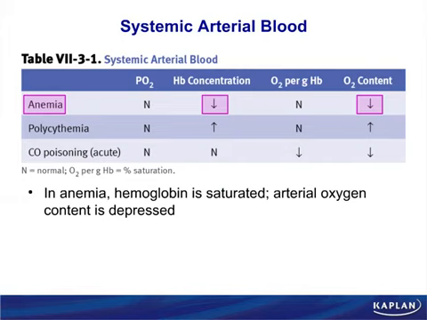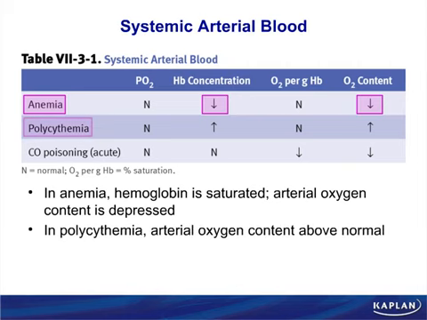All right, this is a table reiterating what we just said. If we start with anemia, we have a low oxygen content because we have a low hemoglobin concentration. The hemoglobin is saturated, so O2 sat will be fine, but the arterial oxygen content is depressed. PO2 will be normal, as we indicated. In polycythemia, arterial oxygen content goes up, and the reason it goes up is because hemoglobin concentration goes up. The O2 sat meter will be normal. PO2 will be normal. We just have more red trucks.